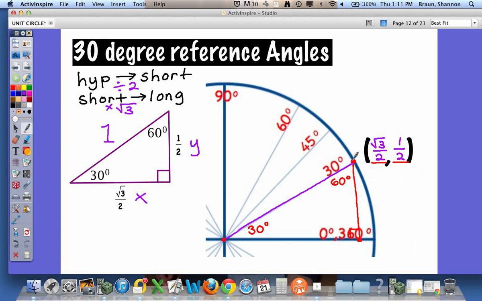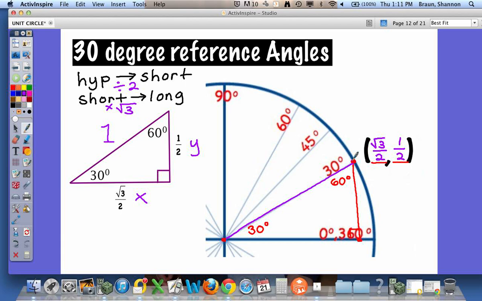Jared? How did you get 1 for the hypotenuse? Because it's the radius of my circle. Because this is the center of my circle, and the radius of our unit circle is 1. And so the hypotenuse goes from the center out to a point on my circle. So the hypotenuse will always be 1, 1 for all of these, okay?